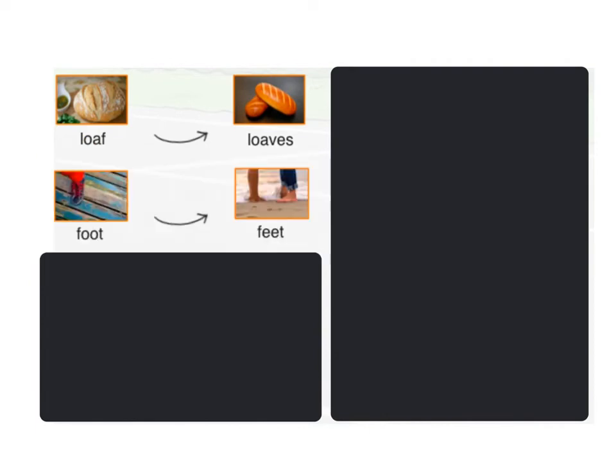Let's look at some of the different examples. Remember, if a word ends in f or fe, we drop the f or the fe and we add ves. Loaf becomes loaves. Here's another one to trick us. We have a foot, but when we talk about two of them, it becomes feet, so the word changes. Sometimes plurals do that.